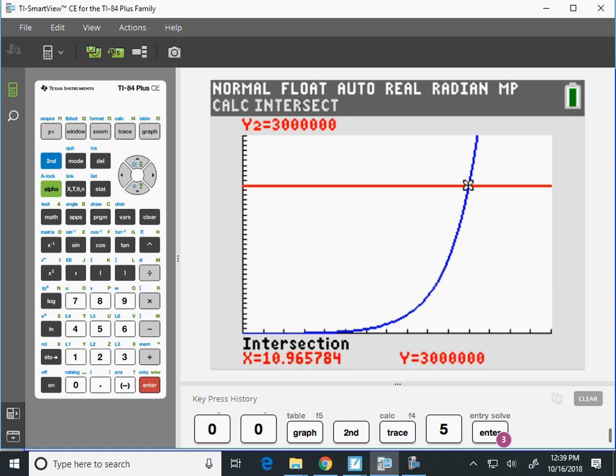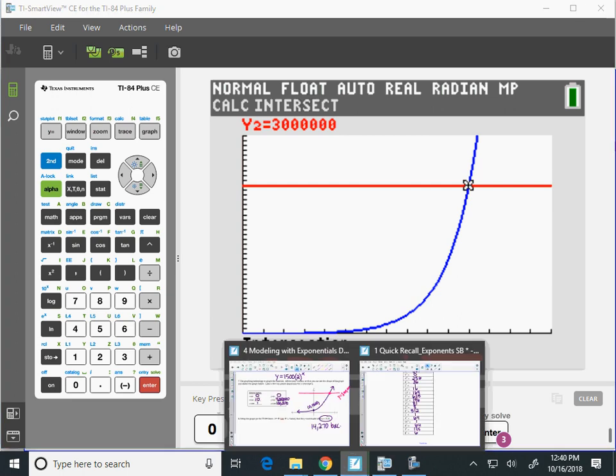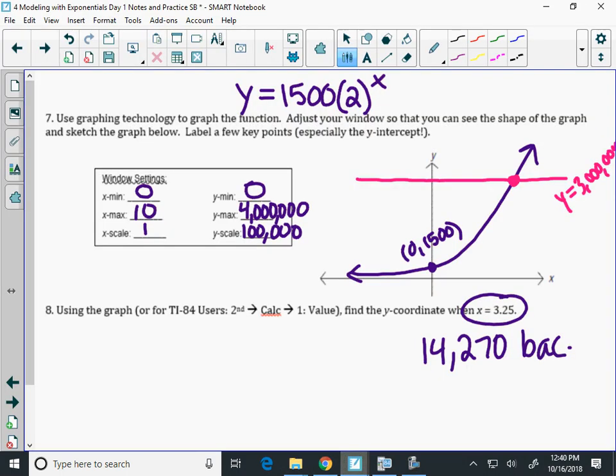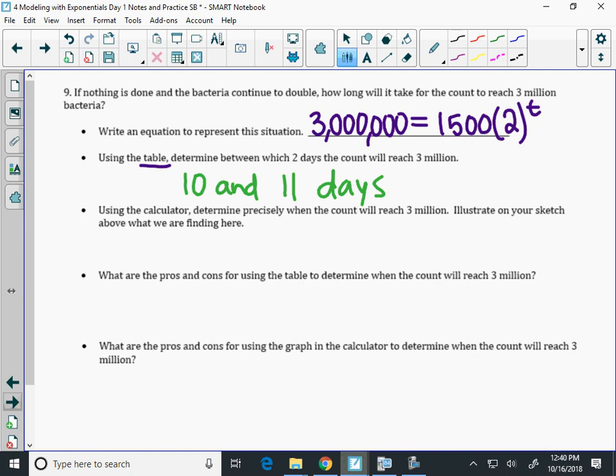10.9. Yeah. So this is the x value. That's your time. 10.9, I'll do 10.97. I'll round it to 2. 10.97 days. Is that in between 10 and 11? Yes. So it was 10.97 days. That was the x value where they intersect.